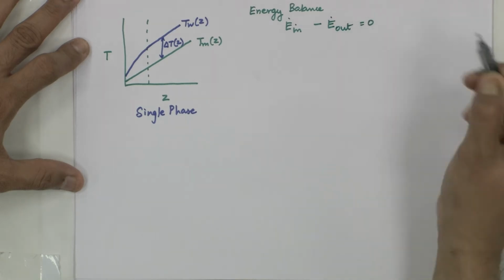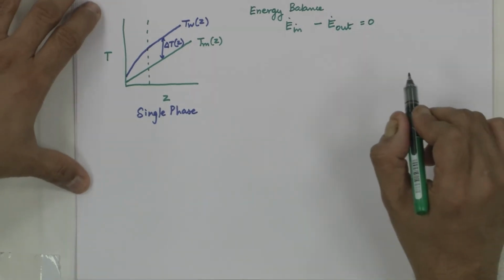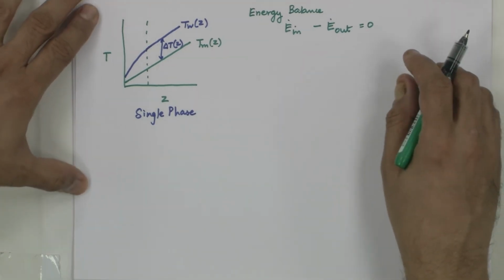The assumptions remain pretty much the same. Constant properties means pressure drop is negligible. So, saturation properties do not change, and we can assume that the saturation temperature remains the same. Now, what is the difference here?